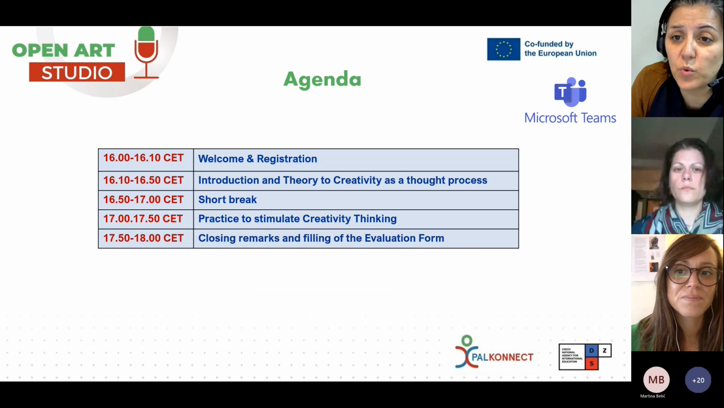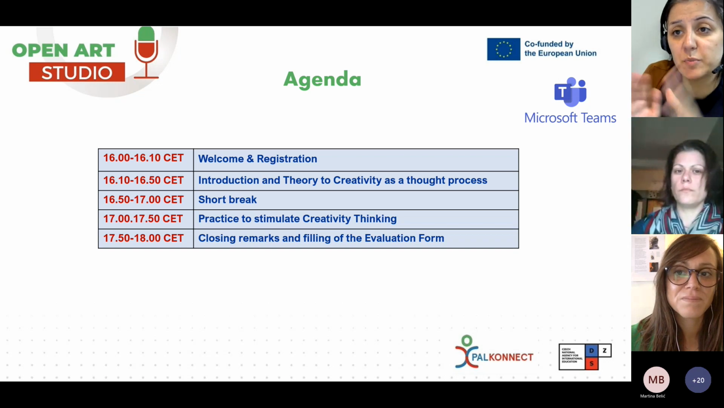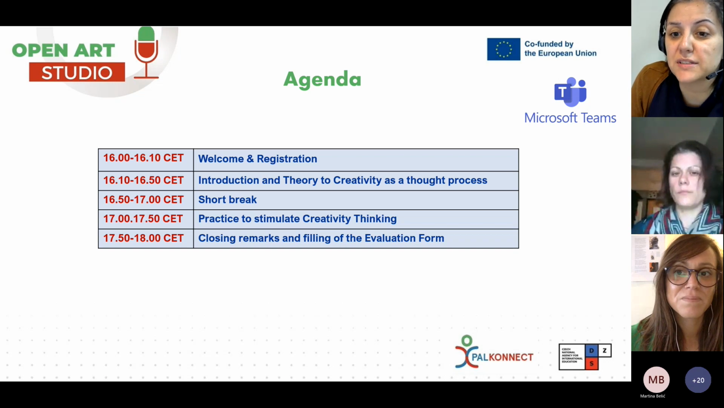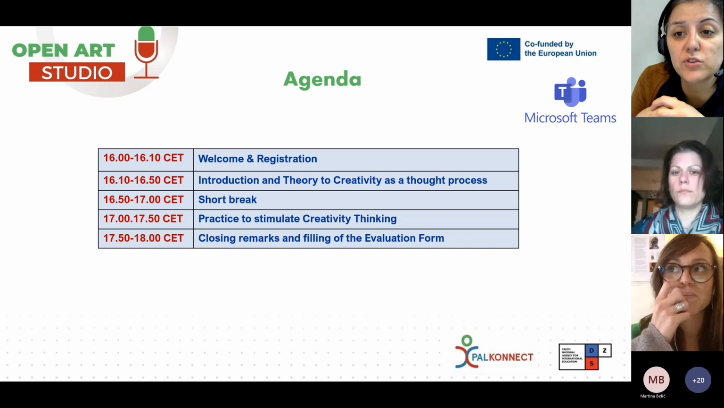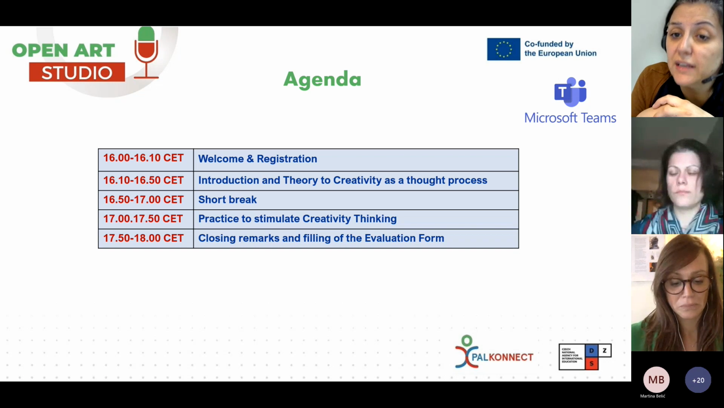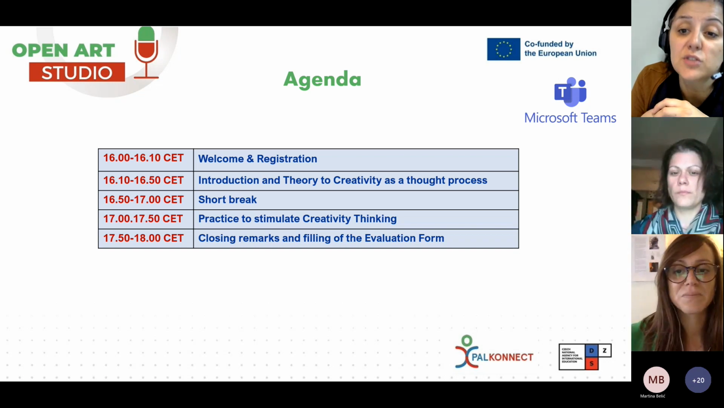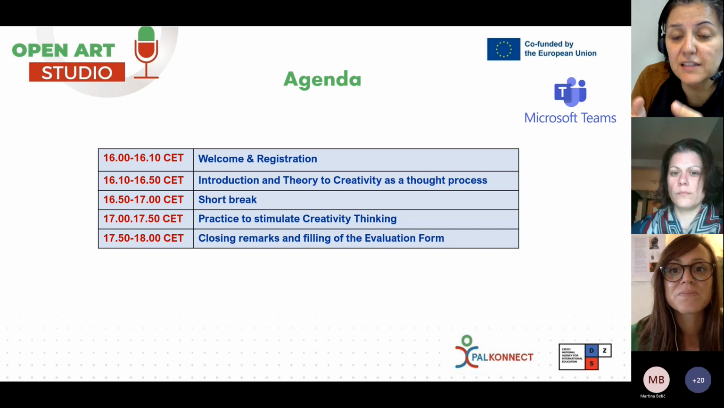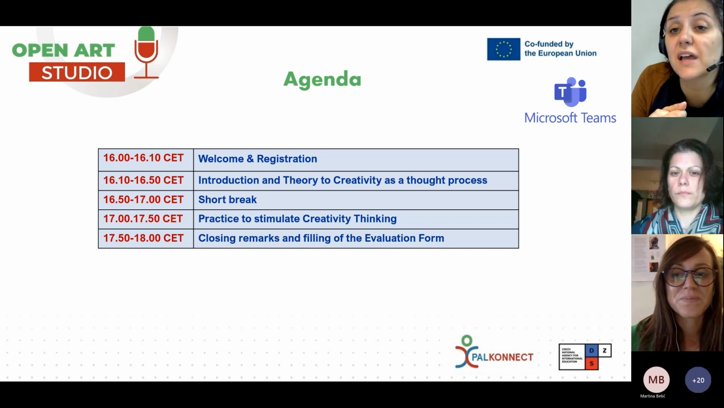So we are starting with welcome and registration. Then proceeding with introduction and theory of creativity as a thought process. It will be split among the two ladies. We are going to start with a small brainstorming, introducing yourselves. Then we are going to do the introduction of the theory of creativity. Then we are going to have a short break and then practical exercises to stimulate your creative thinking. At the end, we are going to have closing remarks and I'm going to share the evaluation form.